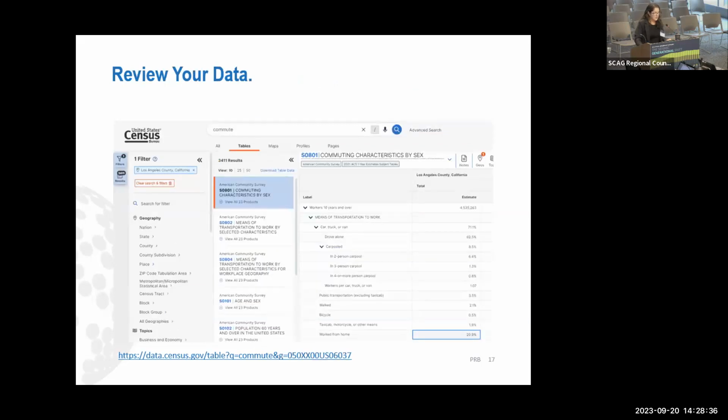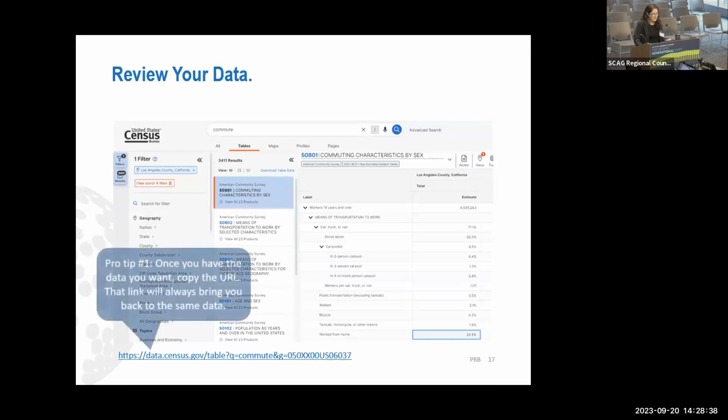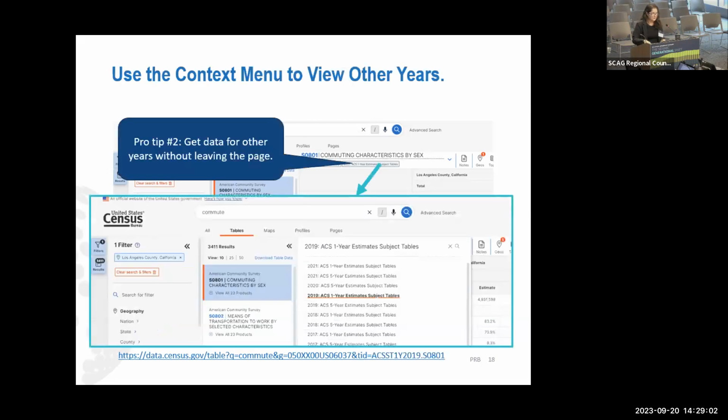And once we have selected the county that we want, the table updates and it provides us with the current commute characteristics for LA County. One really cool sort of pro tip is that once you've got that selection, you've got the table you want, you've got the geography you want, you've got the year you want, if you copy the URL that's in the browser at that point and save it, that link will always take you back to that exact table, which is a neat little trick.